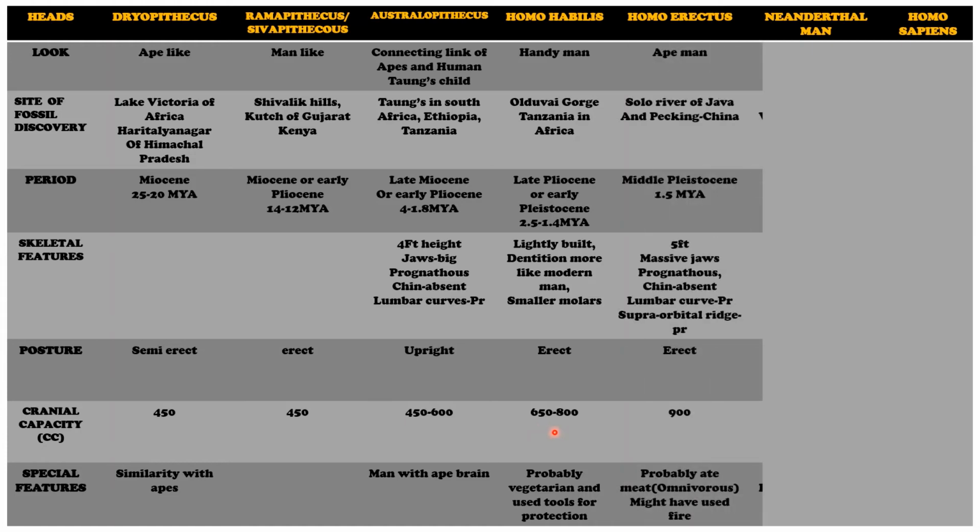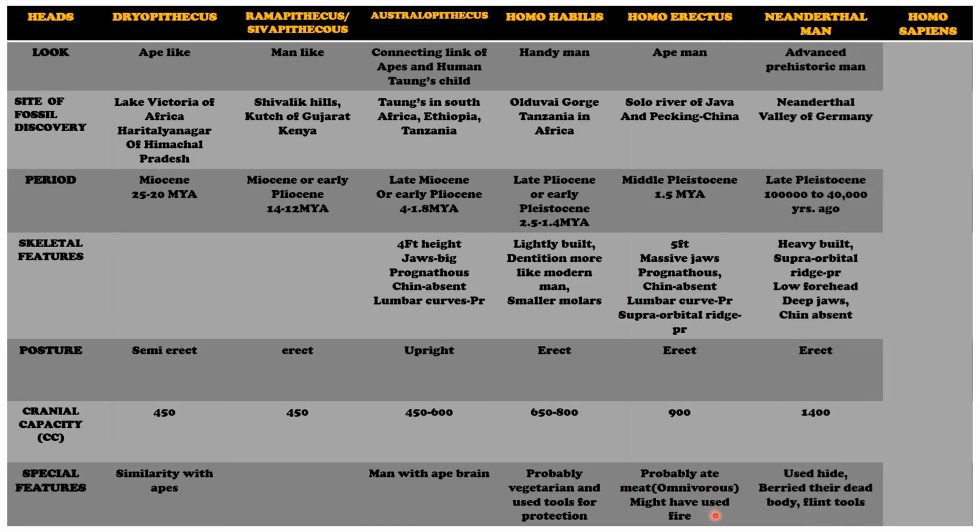Now Homo erectus is also called Java man or Peking man. Java man because the fossils were found in Java, and Peking man, that is fossils were found in Peking of China. It was present in Middle Pleistocene, that is 1.5 million years ago. It had a height of 5 feet, massive jaws, prognathous nature of jaws, chin was absent, presence of lumbar curvature, and supra-orbital ridge was present. So this was omnivorous and must have used fire, that is a belief.